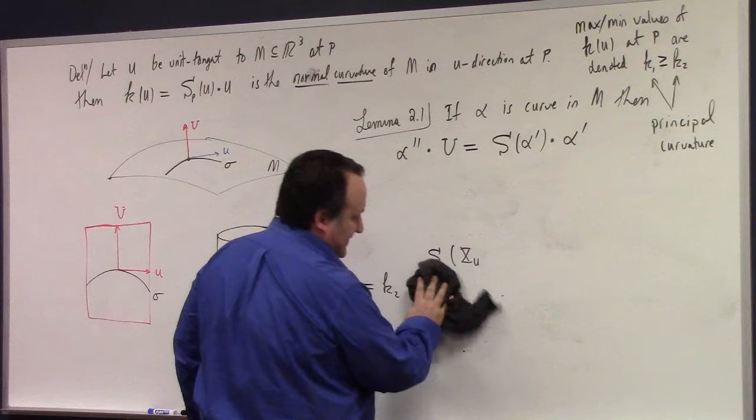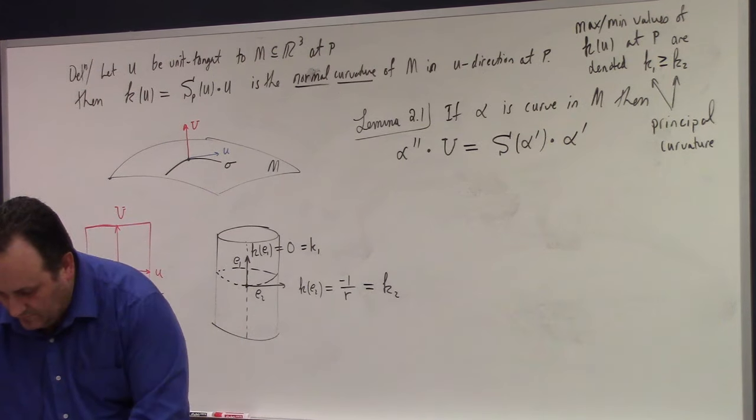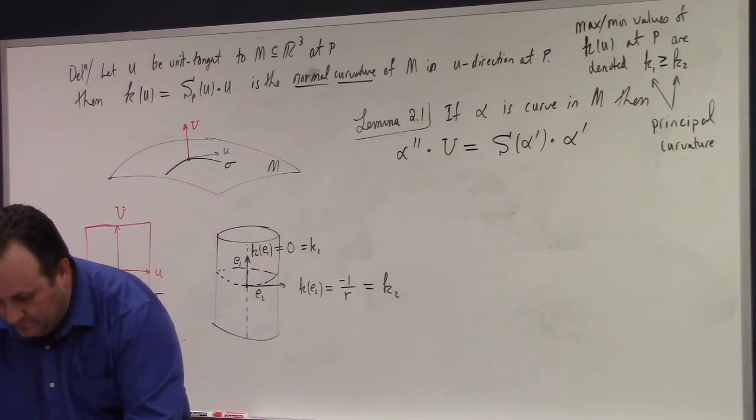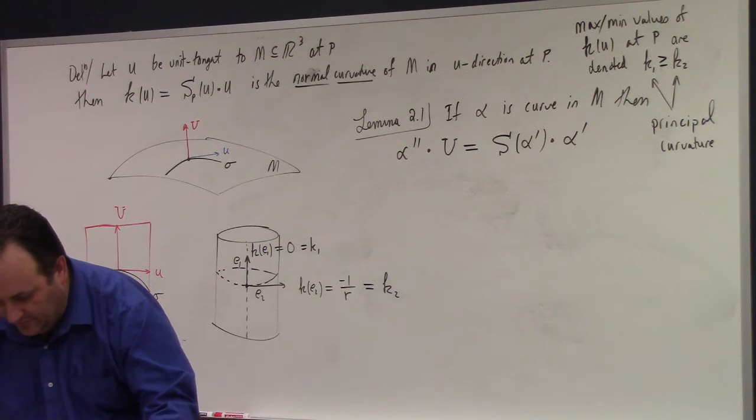Let me put this calculation out of its misery. Let's move on here. Now, there are surfaces which have both positive and negative curvature.